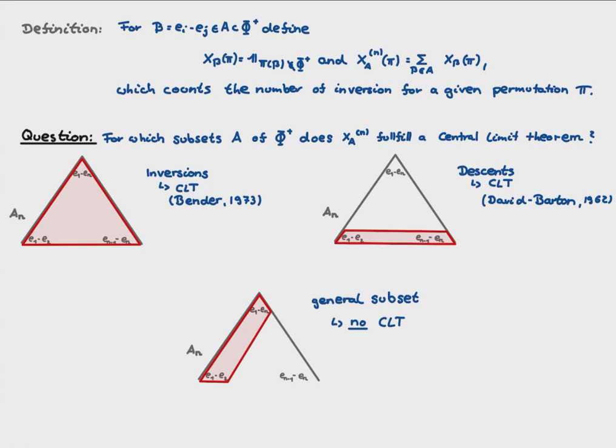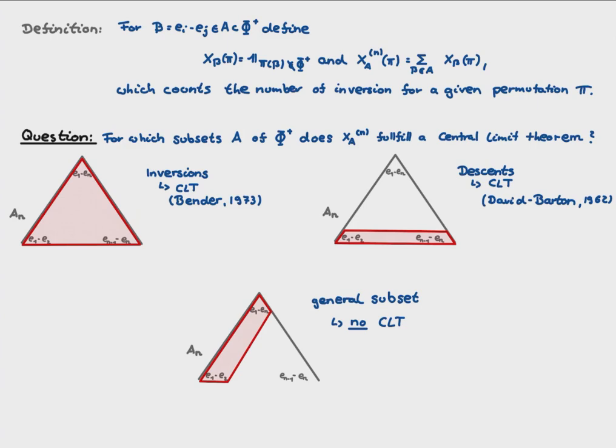It's very important to mention that not every general subset fulfills a CLT. For example, if you take the very left diagonal of a root poset, it's easy to check that the corresponding random variable is uniformly distributed.